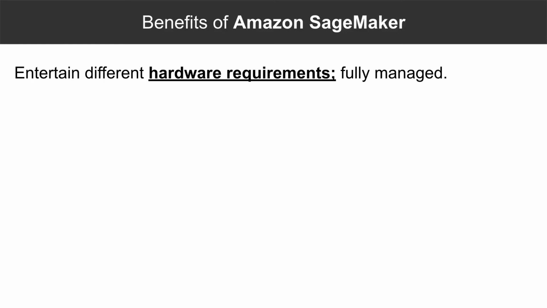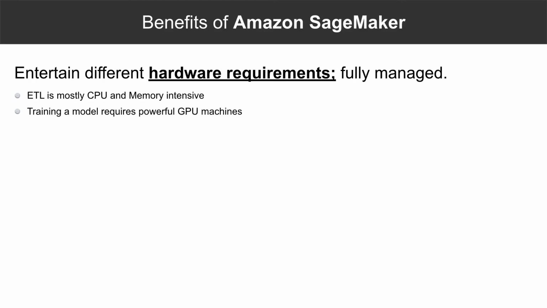Now let's discuss the benefits of Amazon SageMaker. SageMaker lets you entertain different hardware requirements. For example, ETL is mostly CPU and memory intensive. Training a model requires powerful GPU machines. Inference or prediction is not that compute intensive. So you can have different machines for different stages of a machine learning workflow, and they are all fully managed by AWS.